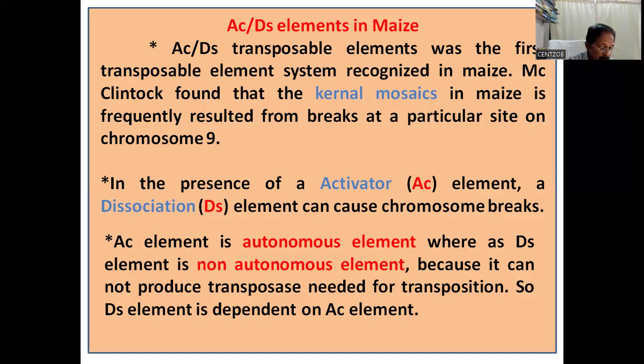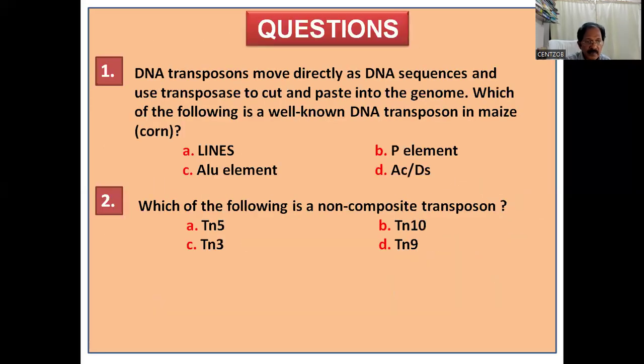Then about autonomous and non-autonomous: autonomous and non-autonomous elements are also seen in retrotransposons. For example, LINEs are autonomous and SINEs are non-autonomous. That we shall study in the retrotransposon class. Okay. Then we can do some questions.